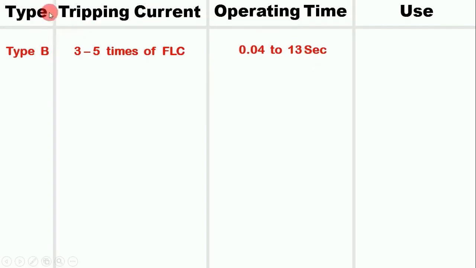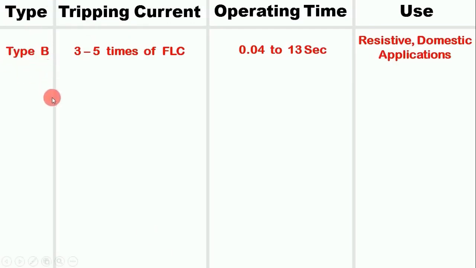We use B type MCB for resistive load and domestic applications. Resistive load here means a bulb or incandescent lamp, and the heater you use is also a resistive load. For these we use this B type MCB.